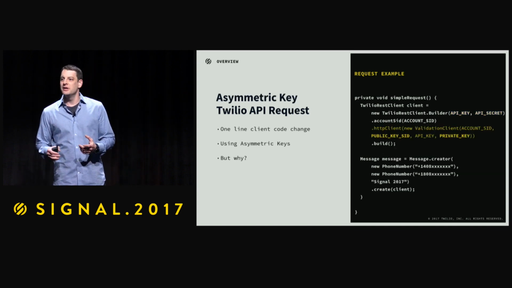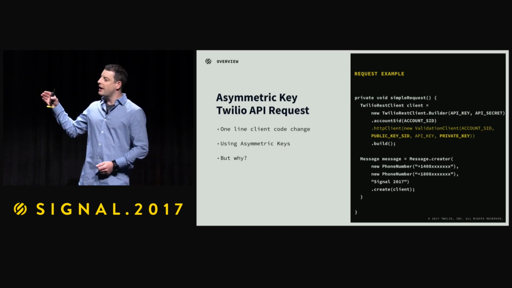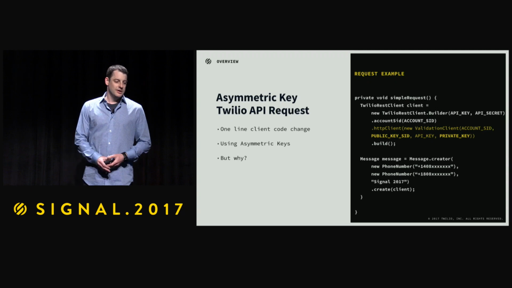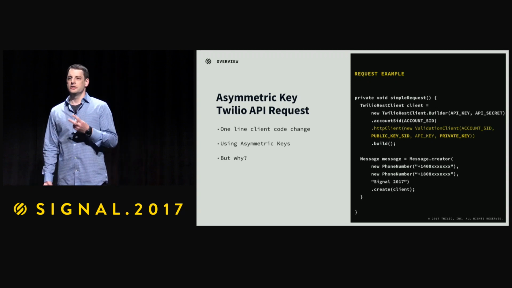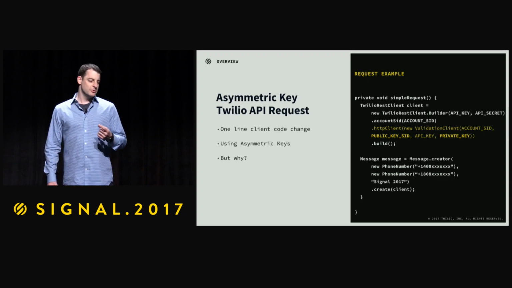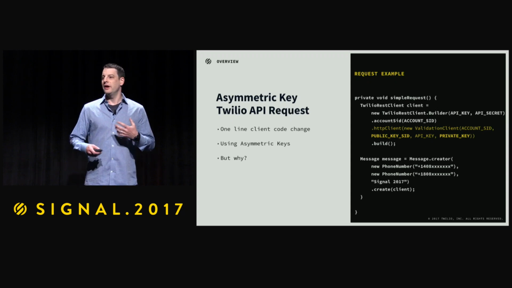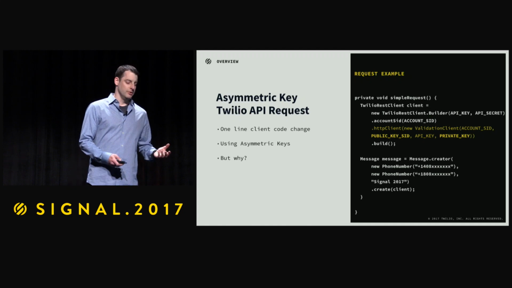Now, over the next 30 minutes, we're going to talk about how we can use asymmetric keys in only one line of code. And what we're doing here is we're going to overwrite the HTTP client, and we're going to insert two additional parameters. The first one is the public key SID, a reference to the public key, and then your private key. With both of those, we'll add additional methods of securing your call. But why do you want to do that?